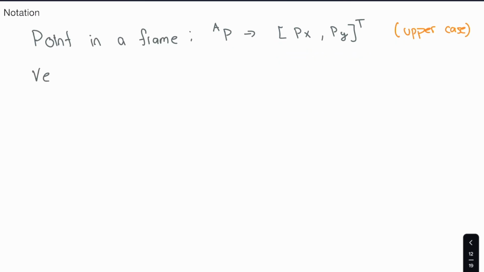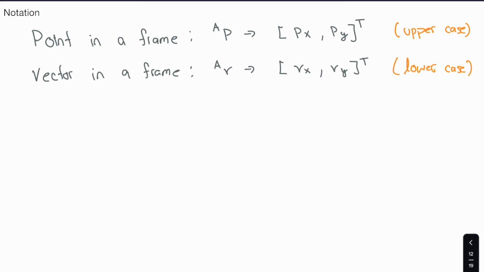Next, we could have a vector in a frame, and I will do my best to keep those as lowercase and slightly cursive looking letters. And similarly, it's going to have components, and it's going to be a column vector. I also gave a preview of this next item. But let me more formally define it.